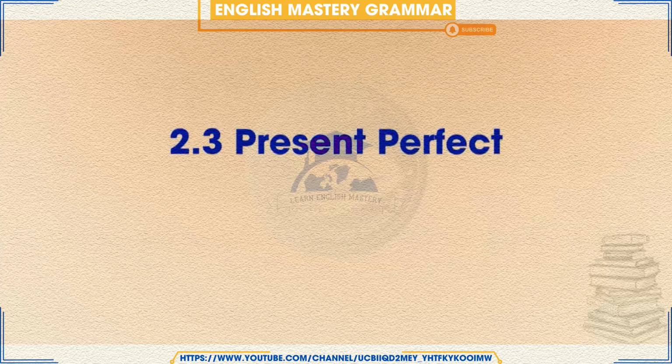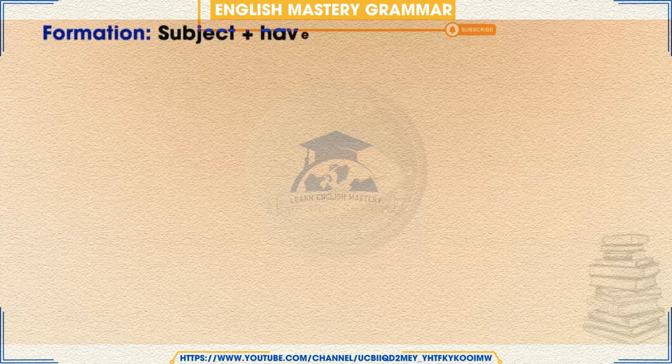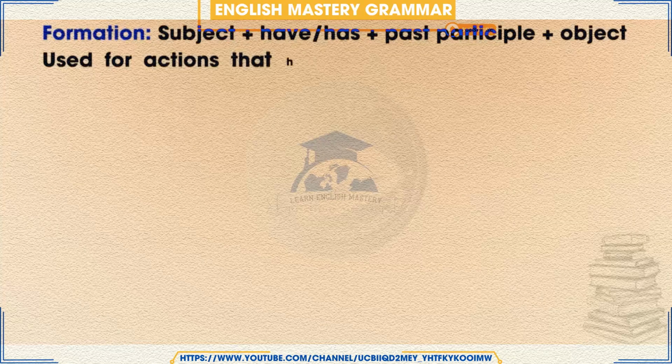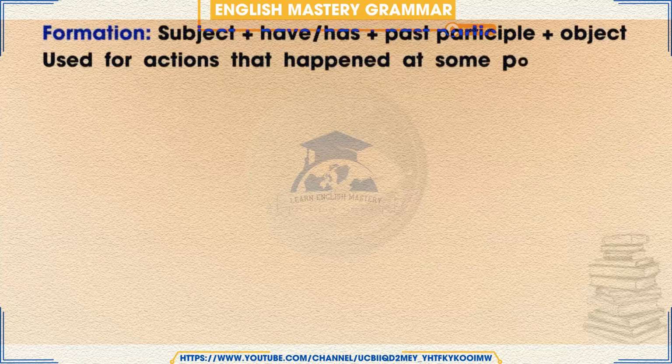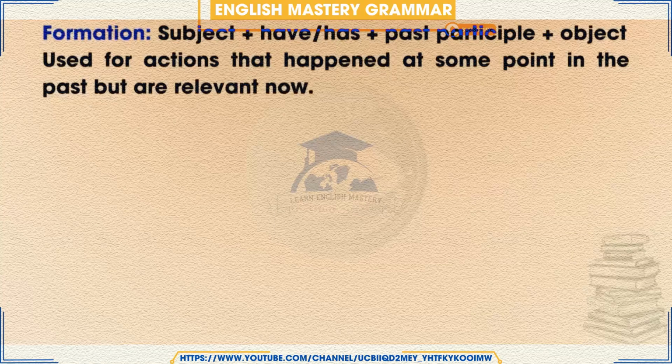2.3 Present perfect. Formation: Subject plus have/has plus past participle plus object. Used for actions that happened at some point in the past, but are relevant now.